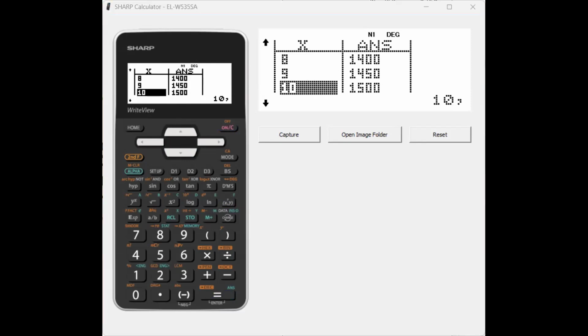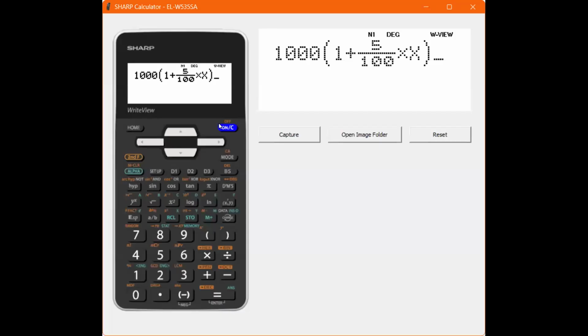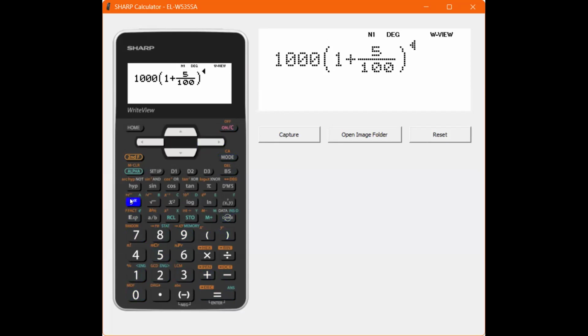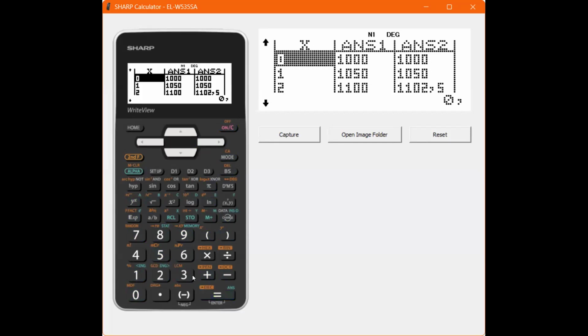Now, what we can also do is look at compound interest. I'll add the compound interest into my function 2. Leave this one as it is, and I'm just going to press equals. In function 2, I'm going to type in 1,000, open brackets, 1 plus, again let's just use 5% so that we have an accurate comparison, so 5 over 100. Now with compound, we put it to the power of x. So there's my compound interest formula. If I say equals now, again leave start and step as they are, equals equals. Now we can compare.